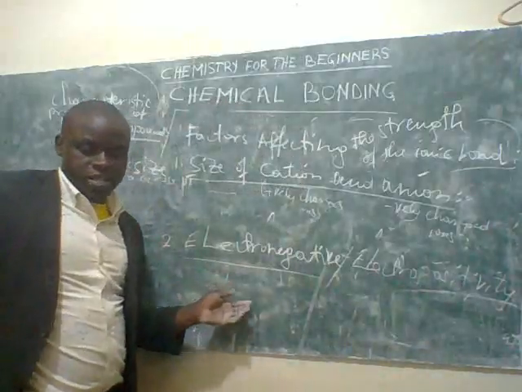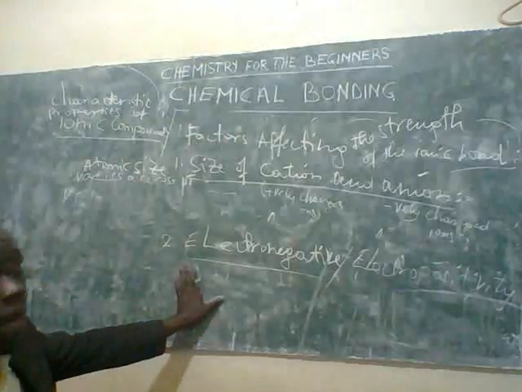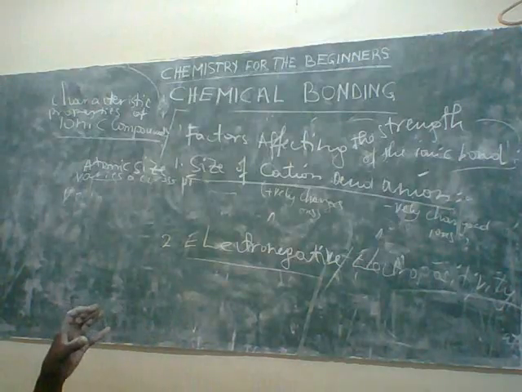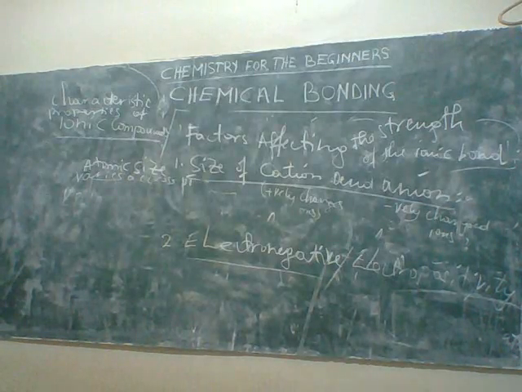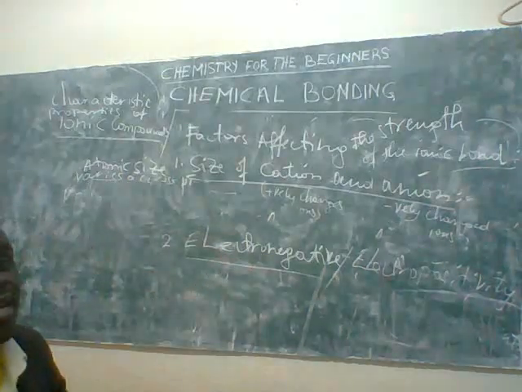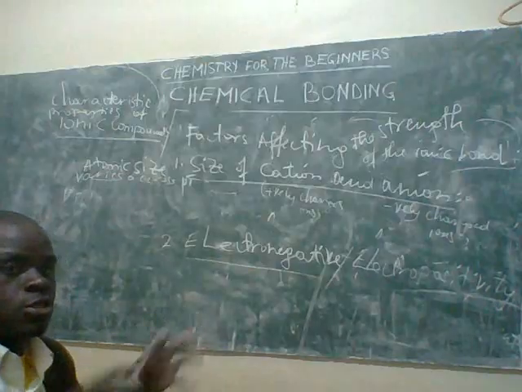Electropositivity. I explained this in this lesson. So when the difference between the electropositivity and the electronegativity is big, it means the ionic bond is strong.